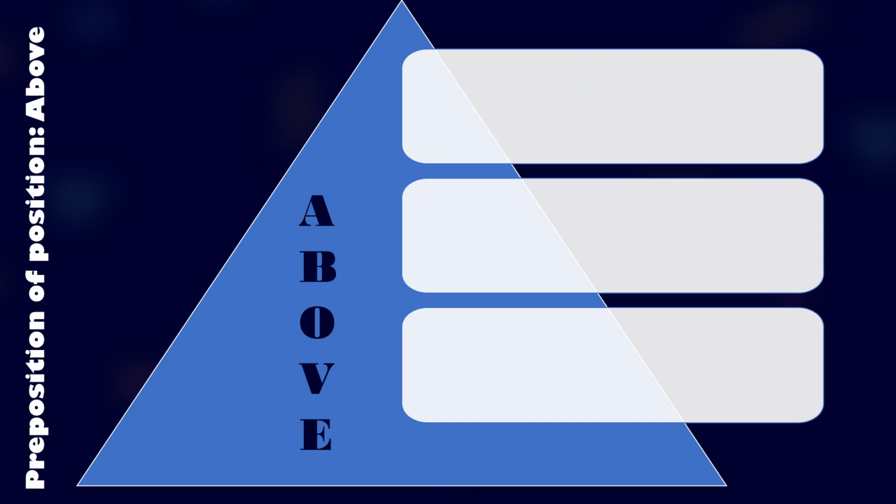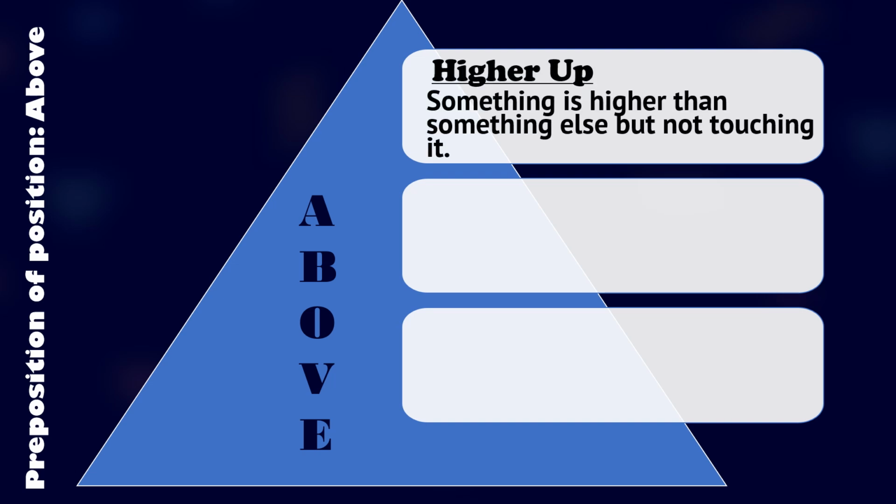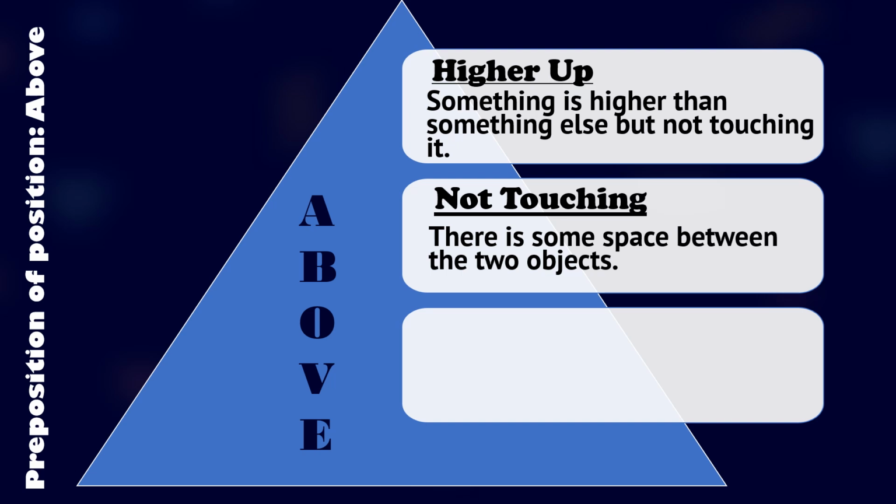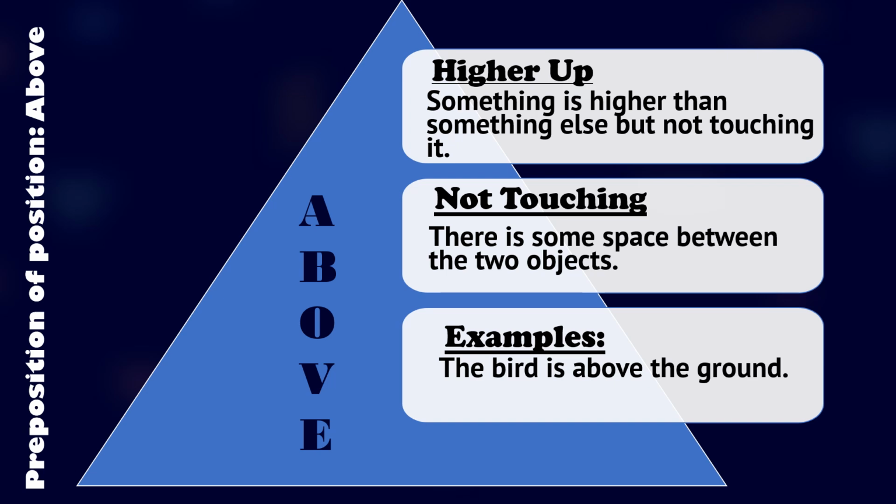Let's move to the next preposition of position, and that is above. My dear children, above is used when something is higher than something else but not touching it. There is some space between the two objects. For example, the bird is above the ground. That means if a bird is sitting on a branch of a tree, it is not touching the surface of the ground. That's why we'll say the bird is above the ground.